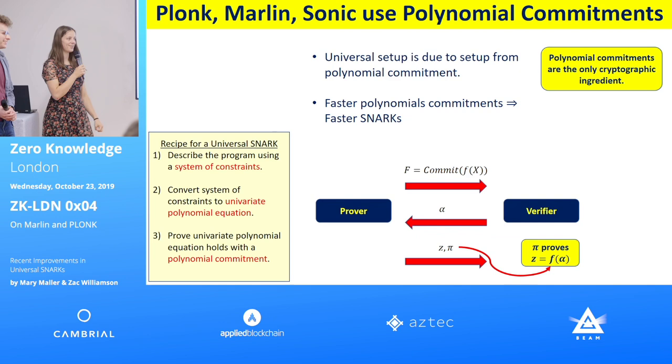The idea is that you can commit to a polynomial, and when a verifier asks you to evaluate that polynomial at a point of its choosing, you can not only evaluate that polynomial, but prove that you have evaluated it correctly. That's all it is.